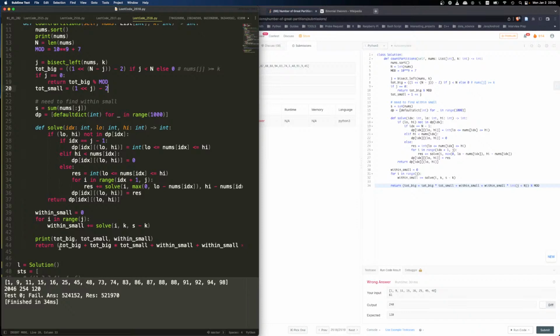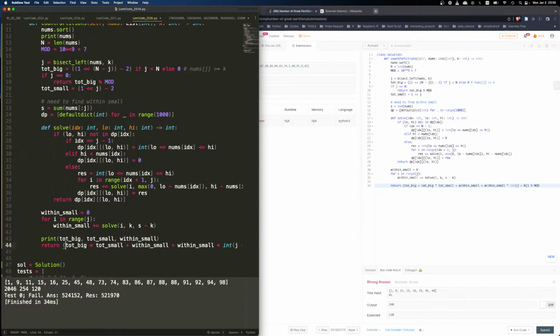Maybe we should do total big multiplied by total small. Okay, we're almost there. Total big multiplied by total small. Yeah, the total big with minus 2, so it has to be at least 1, right? So it's good. Multiply by all possible things, and then we include nothing, or we have everything.